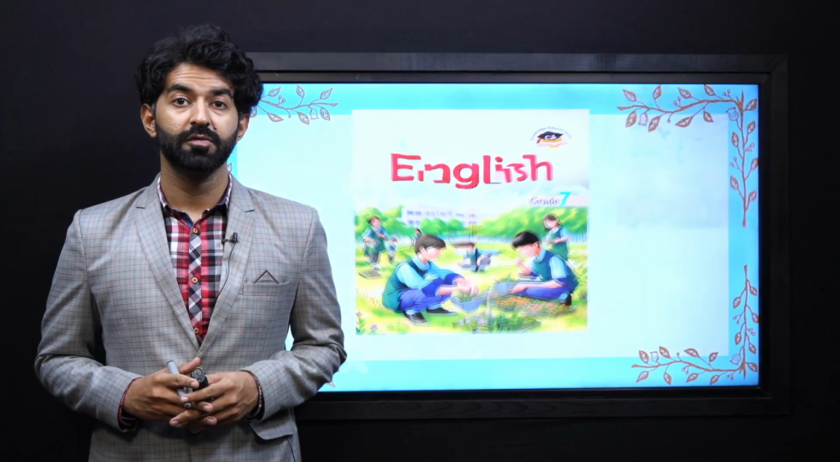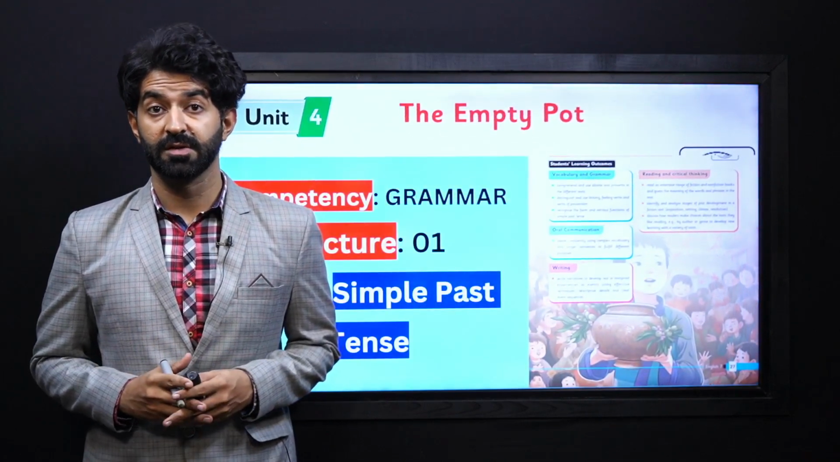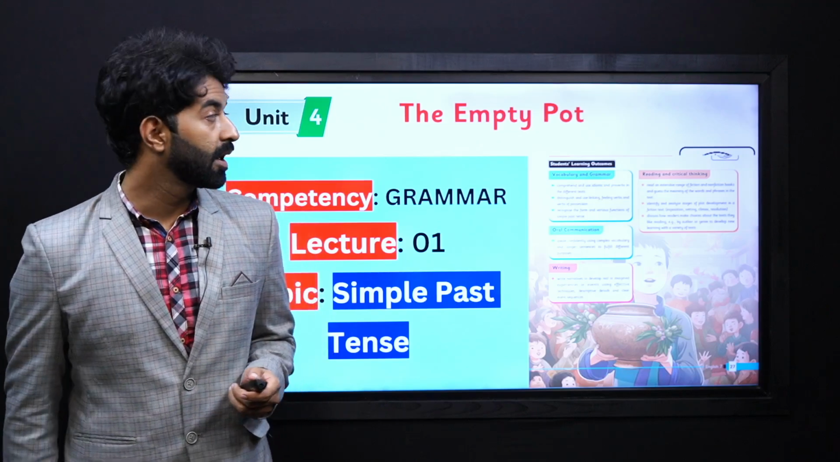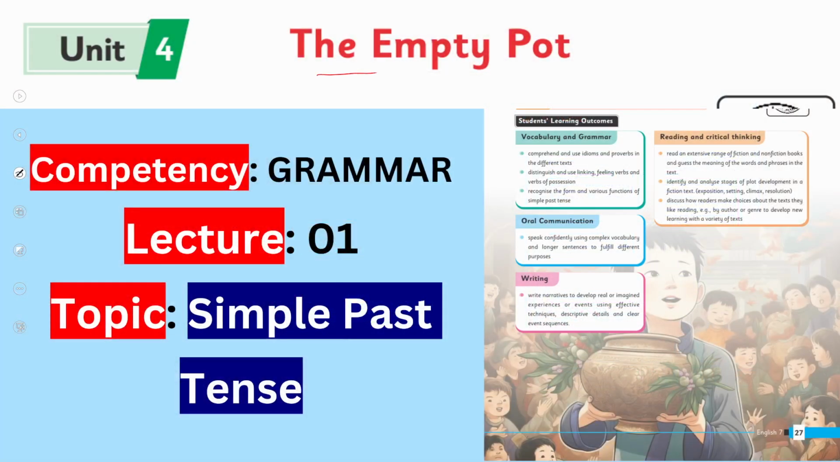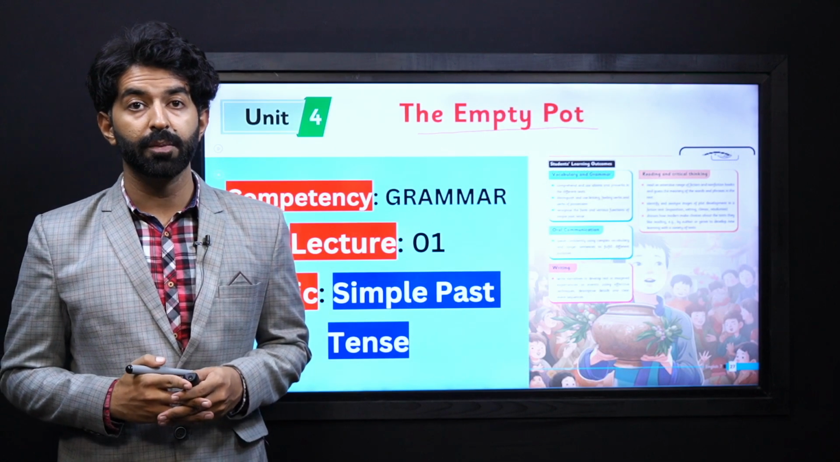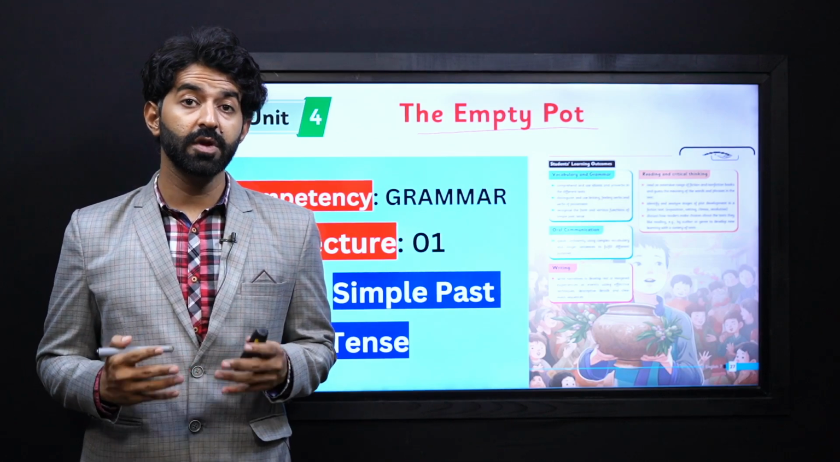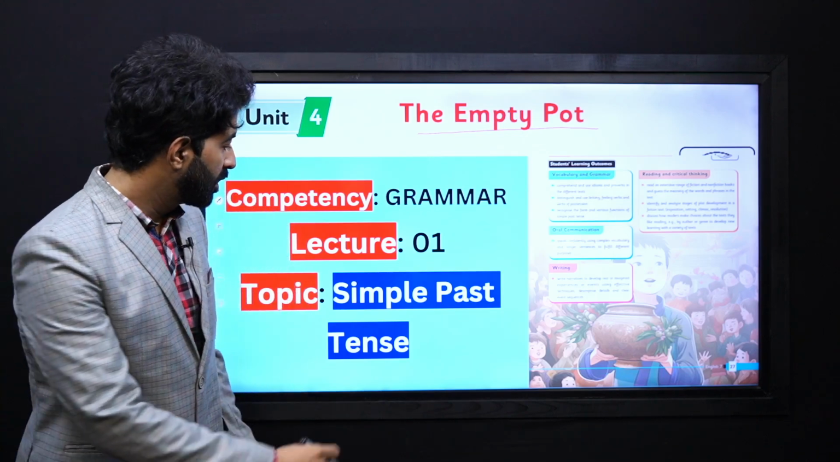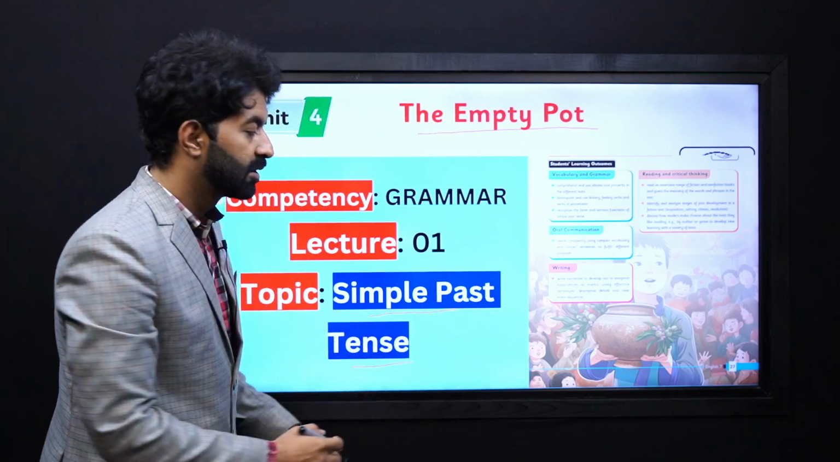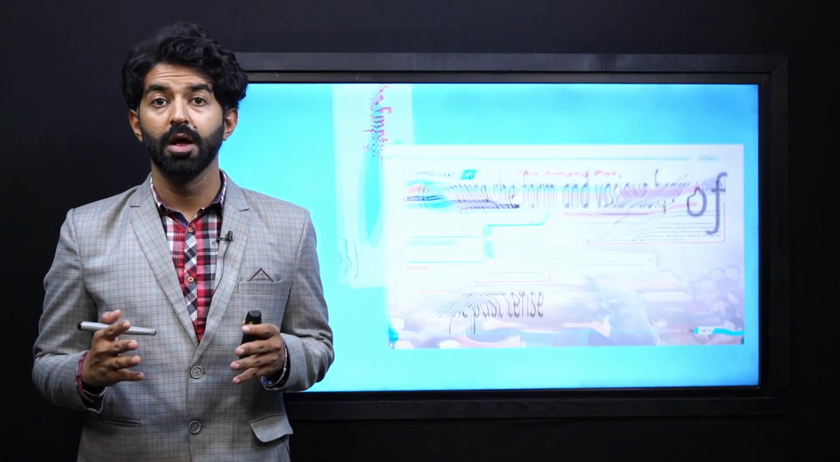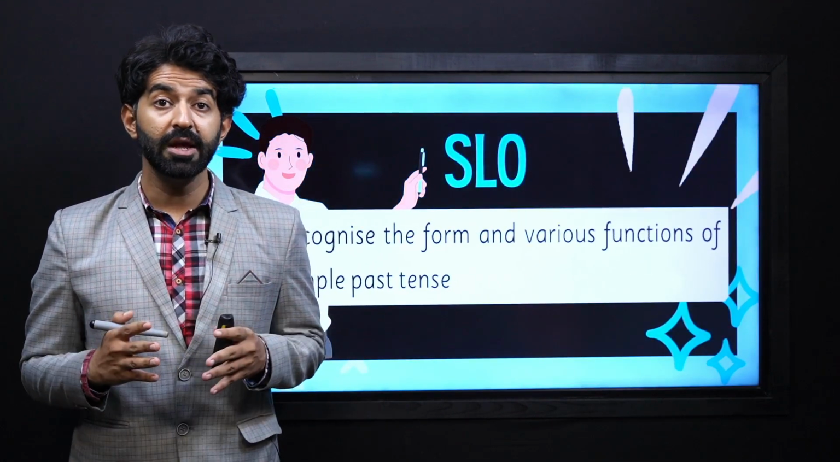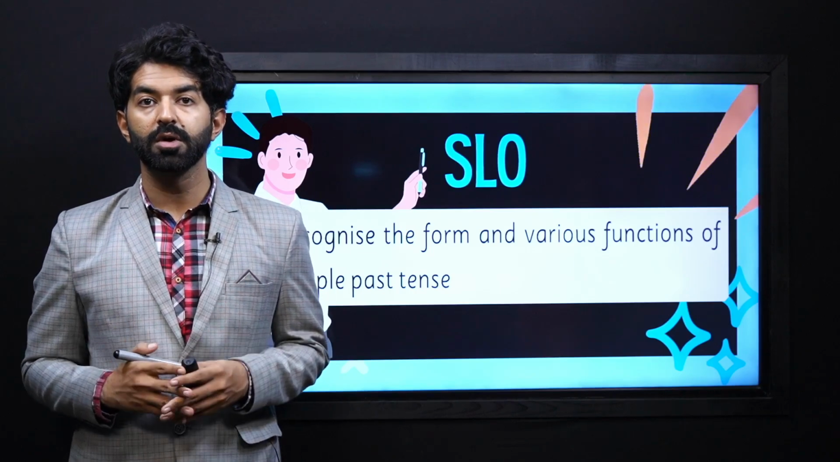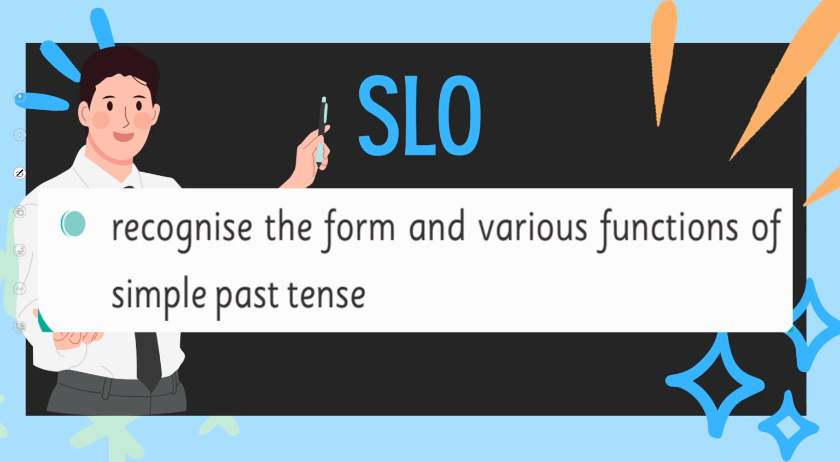Now, my dear learners, we are going to cover our very first SLO from unit number 4. The title is The Empty Pot. So, this is the competency of grammar. It's our lecture number 1, and we are going to deal with the SLO, of which the topic is simple past tense. Now, let's get started by reading and understanding our students' learning outcome so that we can successfully achieve it by the end of the video lesson.